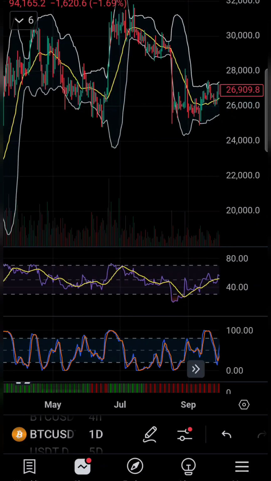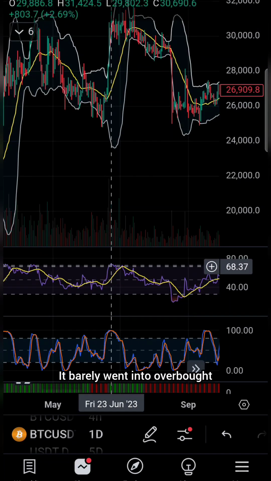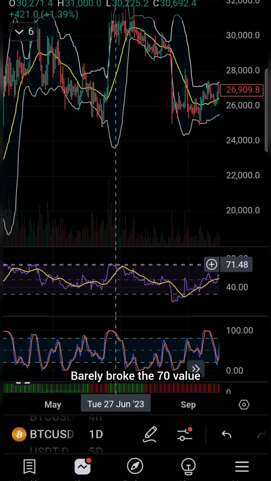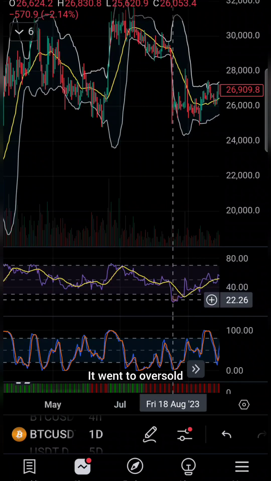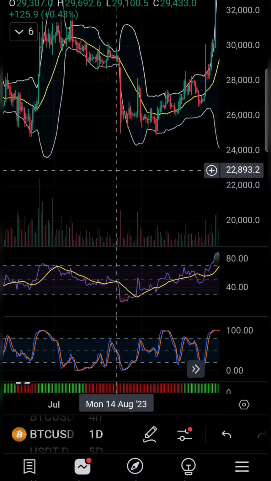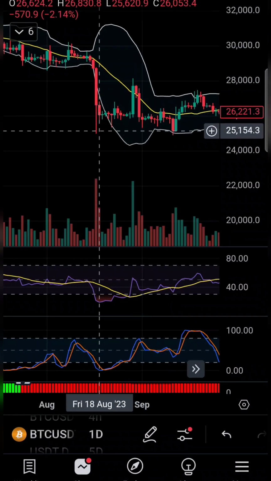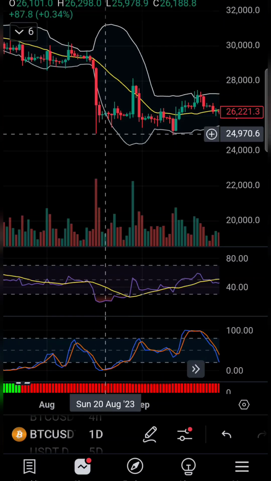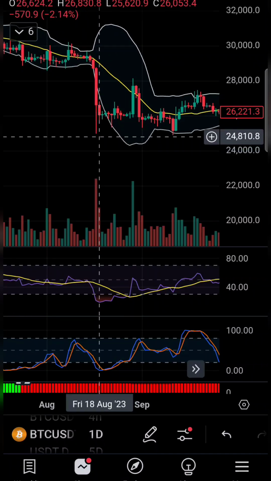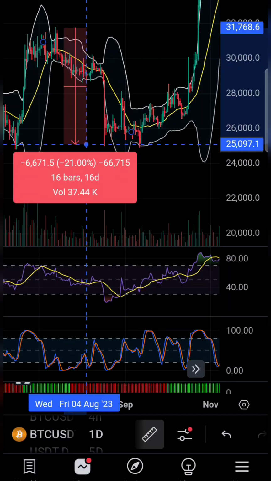But right here, this is one occasion. It barely went into overbought, barely broke the 70 value, and then it shot down hard. It went to oversold. And we can see, even in this condition right here, we have rejection wicks on the outside of the Bollinger Band, large rejection wicks. So if you would have dabbled right here, even in this situation of extreme oversold, let's see what this correction would have been. 20%, what do you know?